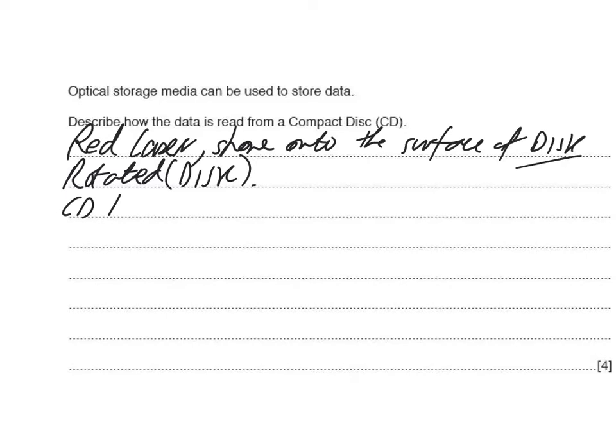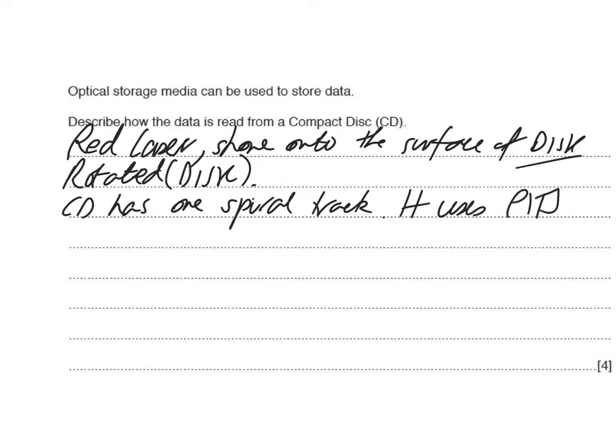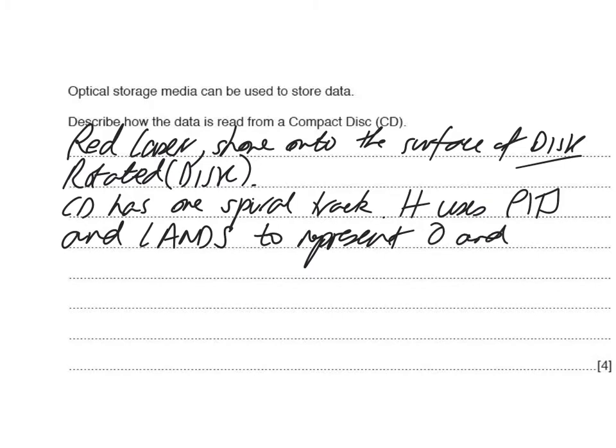The CD has one spiral track. It uses pits and lands to represent 0 and 1. I guess maybe 0 and 1 binary values might be important to say there, as long as I get the 0 and 1 across.